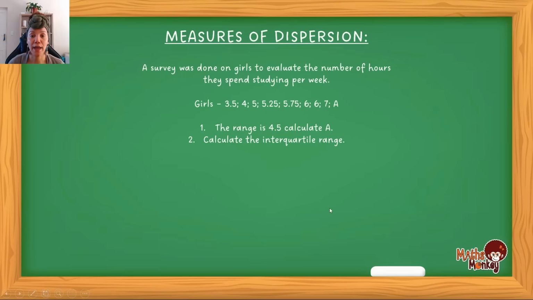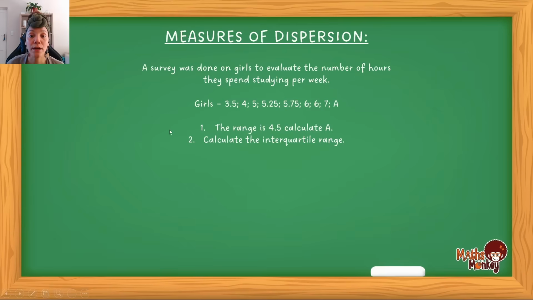Now we're going to look at measures of dispersion. Like I explained a little earlier, dispersion means how the data is spread out, and this is your range and your quartiles. Okay, so let's have a look and see. So in this case, I'm going to show you how to find a missing value, but at the same time also teach you the whole concept of dispersion.